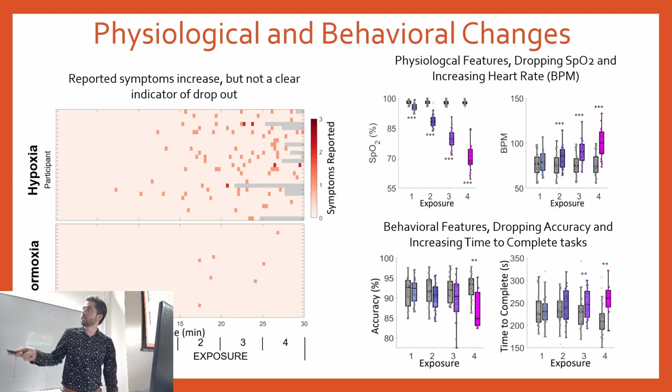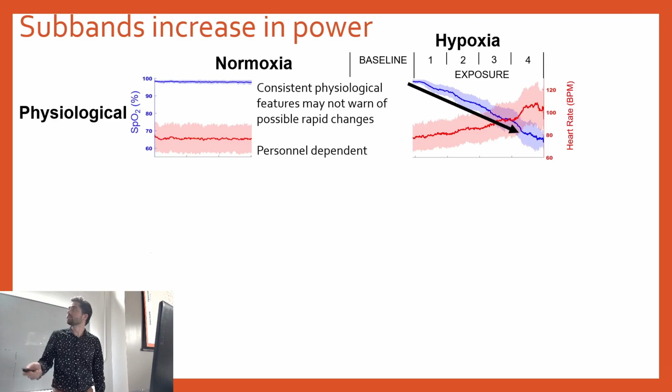And then we also looked into their accuracy and time to complete those sets of cognitive tasks, with accuracy dropping down and the time of completing all 4 levels increasing over the last 2.